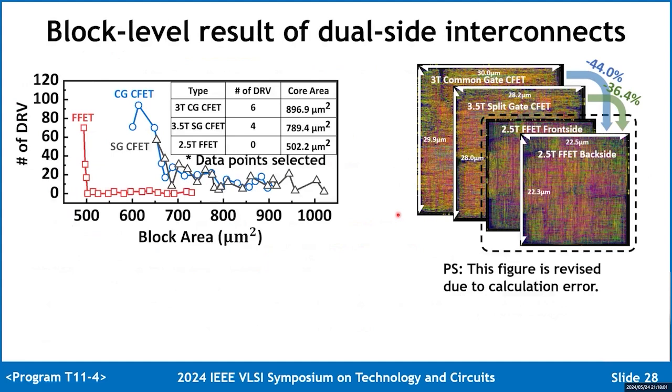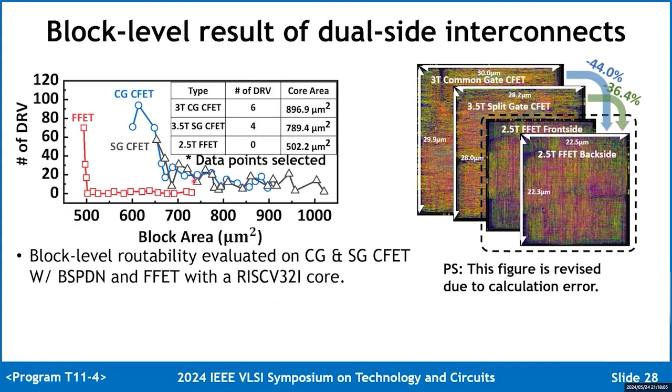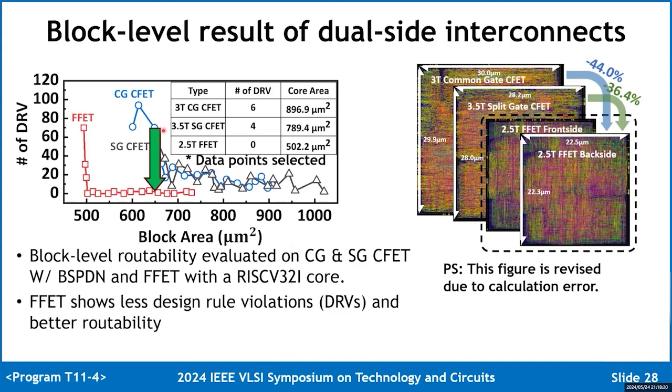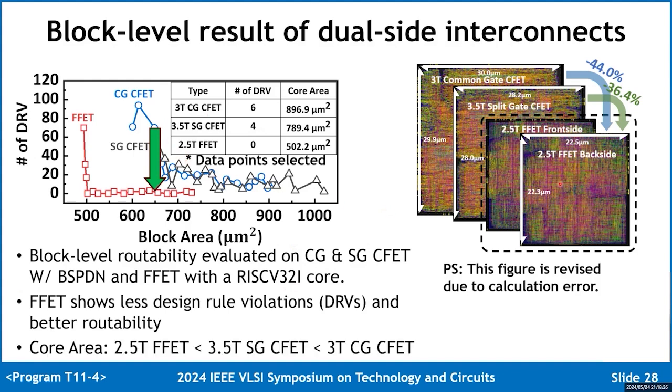So here comes the block level evaluation. We do place and route comparison between the common gate and the split gate CFET with BSPDN and FFET on a RISC-V core. The results show that the FFET has the least design rule violations. That's better routability. The block layouts on the right show that the FFET has huge area reduction compared with the CFET.